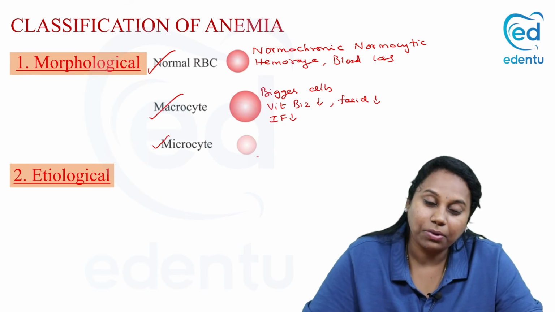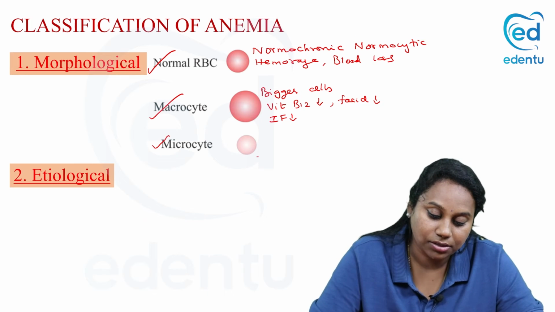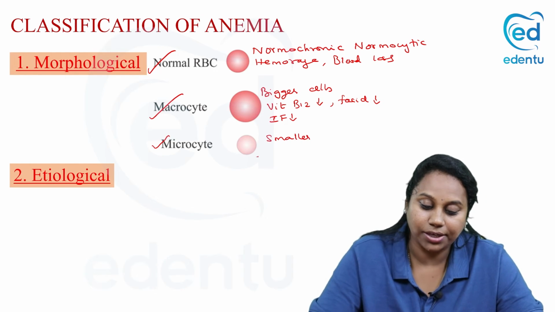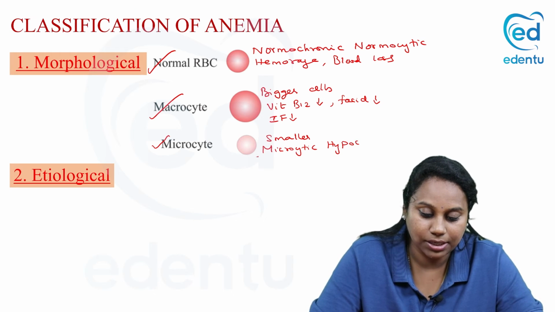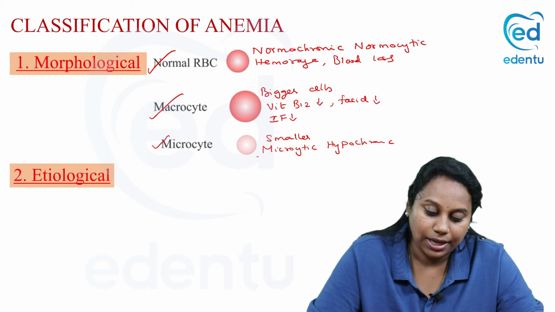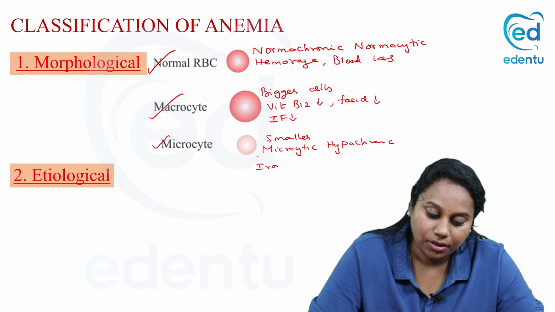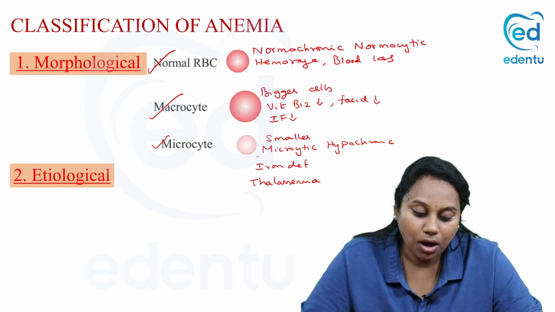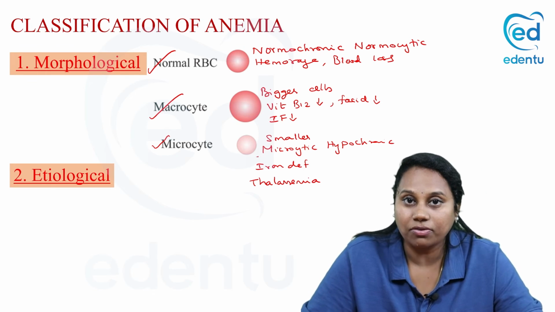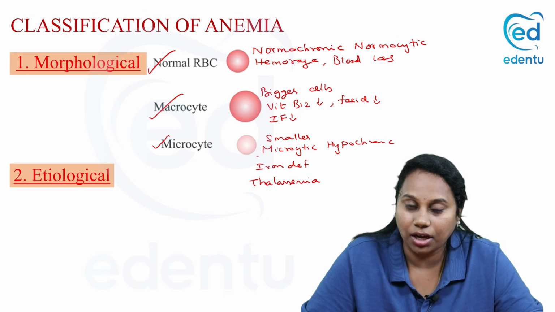The third type, microcytic, as the name itself tells you, the cells are smaller in size. Usually it is microcytic hypochromic. Hypochromic means hemoglobin is less. This can occur in iron deficiency anemia or thalassemia. So this is how, morphologically, with the structure of RBC, you will classify anemia.